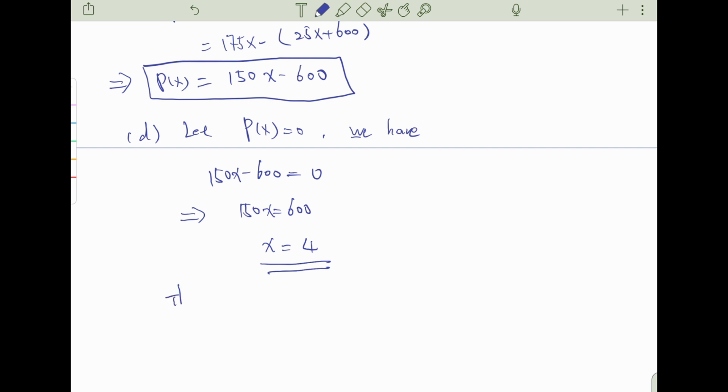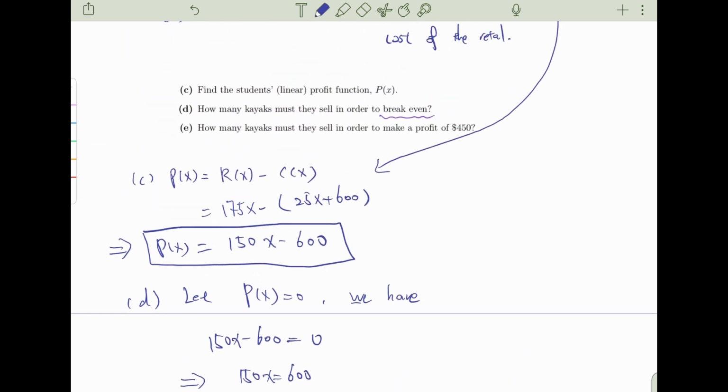Therefore, the students need to sell at least 4 kayaks to break even. Okay, that is the question D.